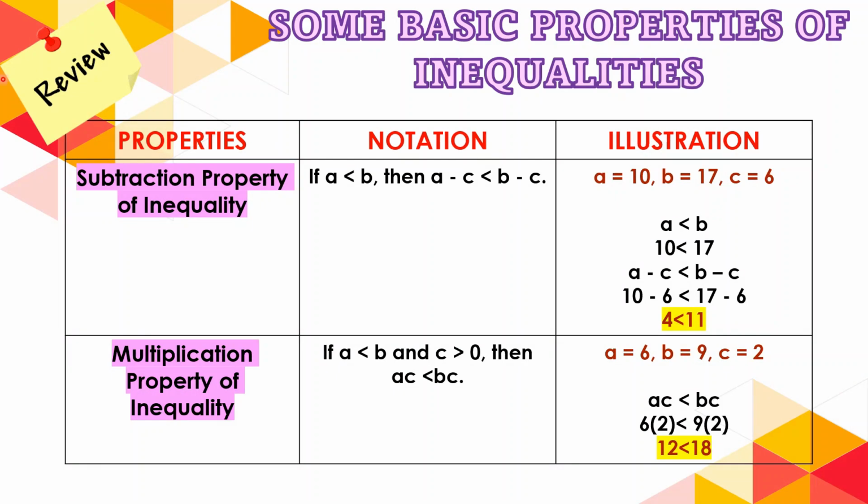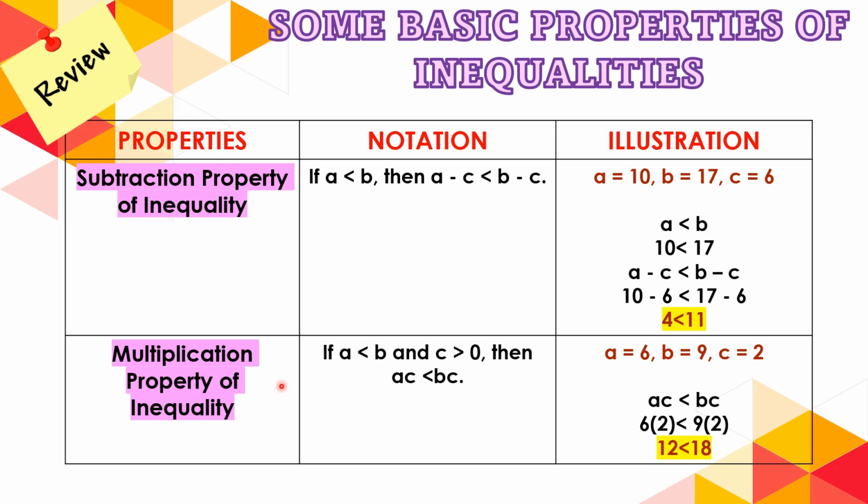Let's have now the subtraction property of inequality. If A is less than B, then A minus C is less than B minus C. Let A is equal to 10, B is equal to 17, and C is equal to 6. A is less than B becomes 10 is less than 17. A minus C is less than B minus C. It becomes 10 minus 6 less than 17 minus 6. Getting the difference on both sides of the inequality, 10 minus 6 is 4, 17 minus 6 is 11. So we can say that 4 is less than 11.